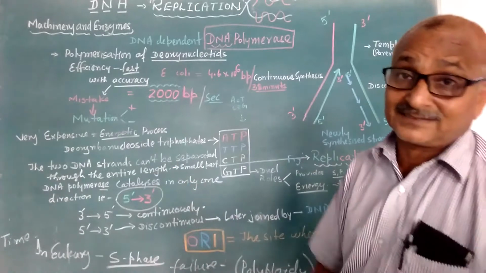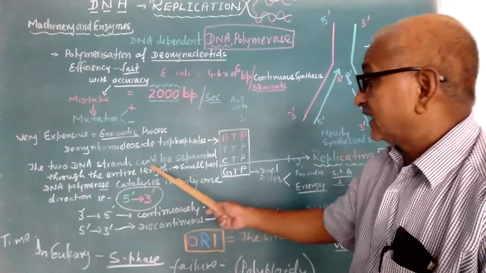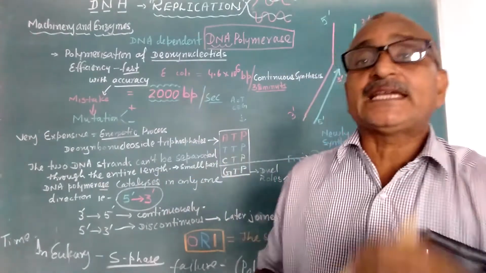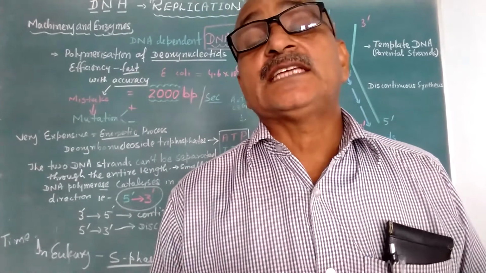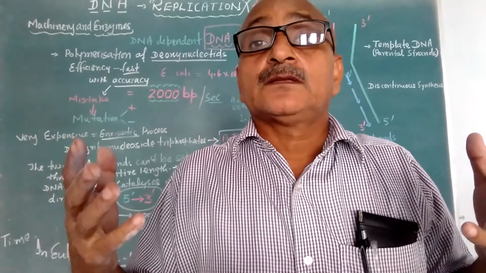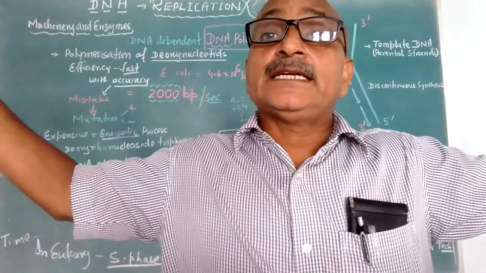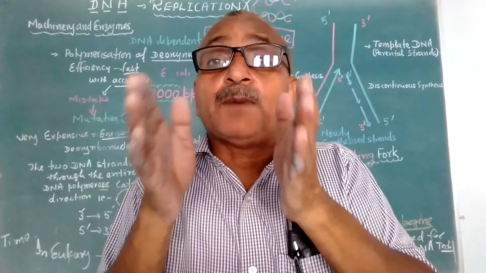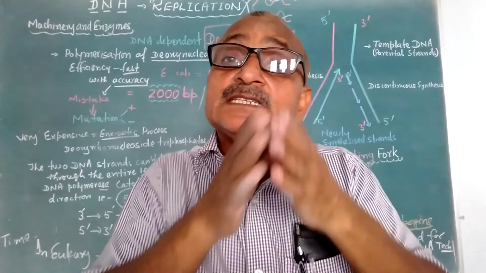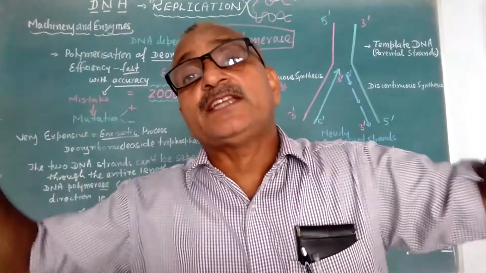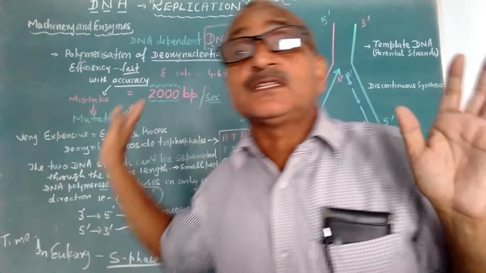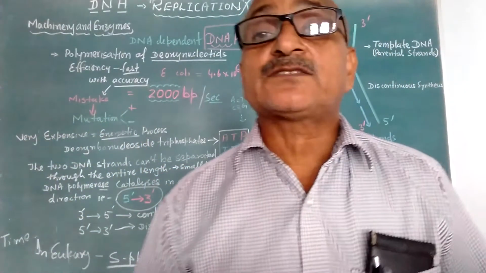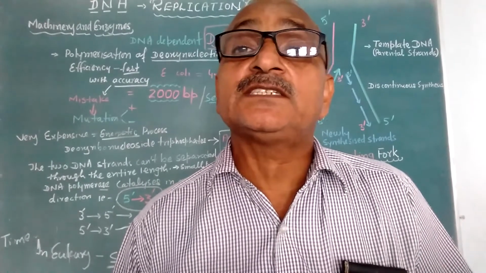The second thing: the two strands cannot be separated through the entire length. Now, where will this replication start? Is it through the entire DNA fragment or a part of DNA? If it occurs in the entire set of DNA, we have just discussed the fast speed and accuracy of the DNA, so it requires a huge amount of energy.